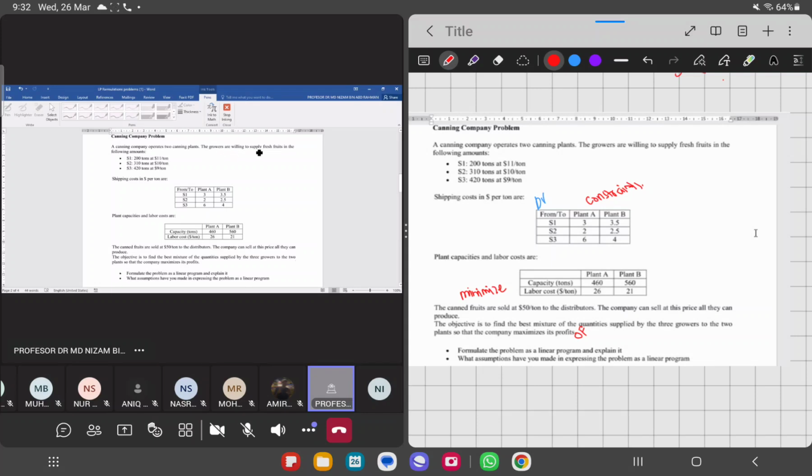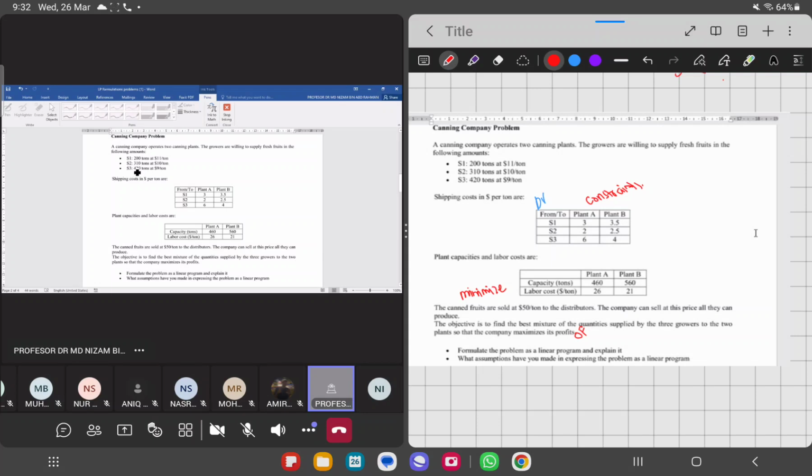The growers are willing to supply fresh fruit in the following amounts. So there is a grower that is actually willing to supply fresh fruit to this canning company, and there are 3 of them: S1, S2, S3. So supplier 1, supplier 2, supplier 3. Supplier 1 can provide 200 tons of fresh fruit at $11 per ton. Supplier 2, 310 tons at $10 per ton. Supplier 3, 420 tons at $9 per ton, right?